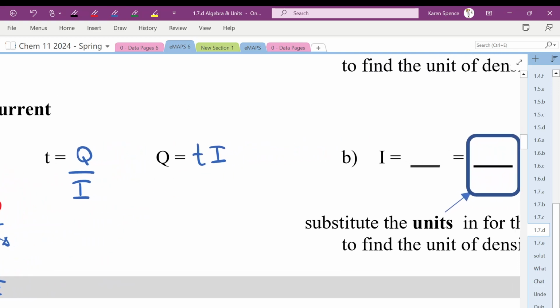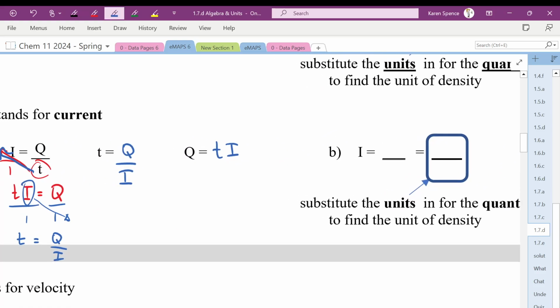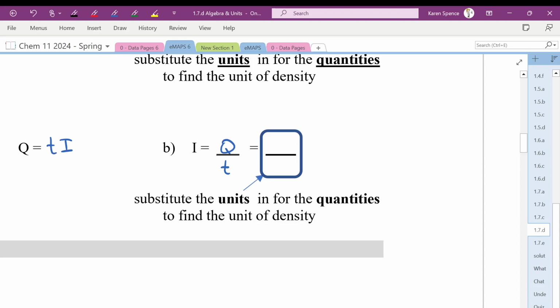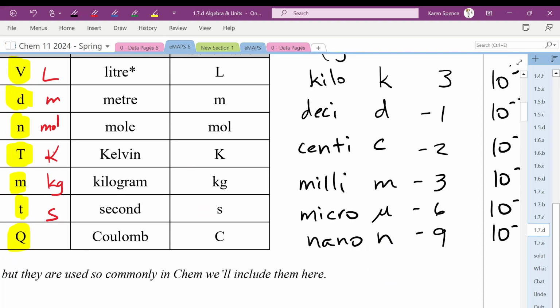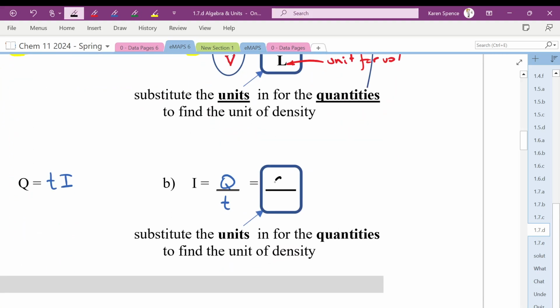The trickier part is to then take the equation and say, what is I equal to? I is equal to, and you'll just write it down, Q over T. Then you're going to substitute the units. So if you cannot remember the unit for Q, because we just learned that one, you can go up and look and say, what is Q? Q is in coulombs, so we're going to write a C. Over the unit for time.